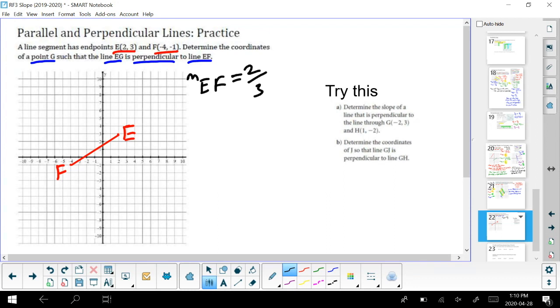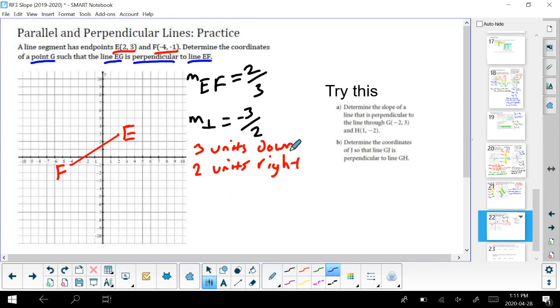So we know the slope of a line that is perpendicular to E to F needs to be the negative reciprocal. So the perpendicular slope would have to be negative 3 over 2. We know that that slope of negative 3 over 2 means we are going to move 3 units down and then 2 units to the right. But where do we start?